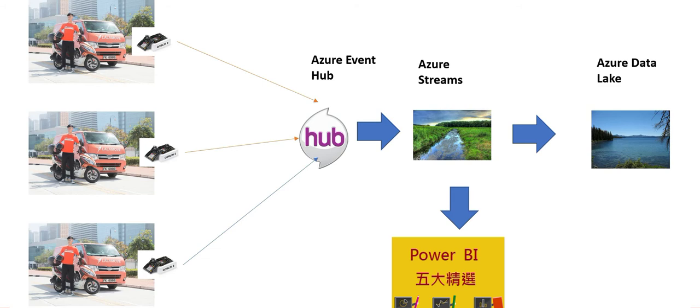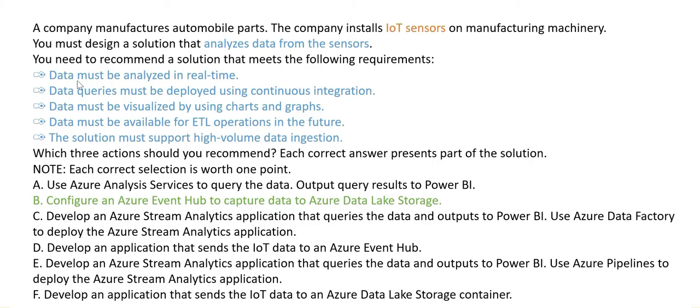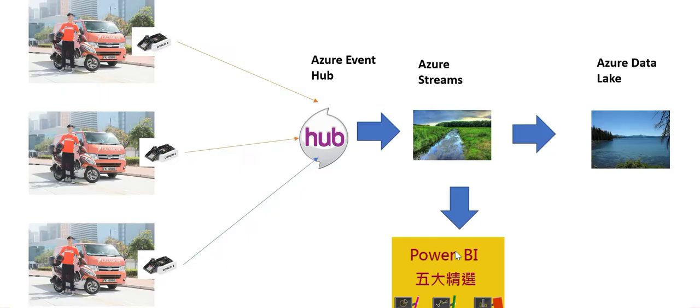Now, first let's look at the requirements. It says data must be analyzed in real time. Is the data being analyzed in real time with the solution? Yes, real-time data comes from here using IoT Hub to the Event Hub and to Streams, and then Power BI is analyzing it. So it's all real-time analysis. So that requirement is fulfilled.